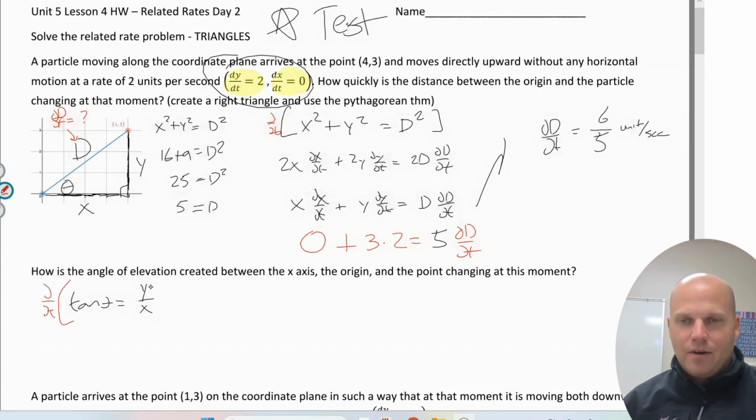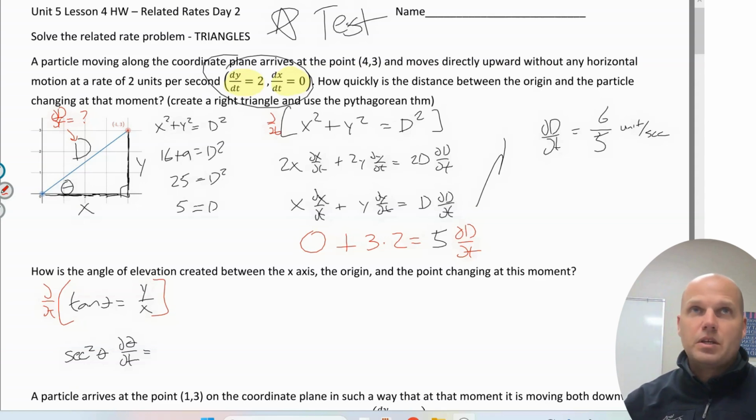We need to figure out how this is changing as time is passing, which means we need to find the derivative of tangent. Now, the derivative of tangent theta would be secant squared theta. However, just like when we take the derivative of anything with respect to time, this is a variable. We need how that variable is changing. We need d theta dt. So tangent's derivative is secant squared theta d theta dt.